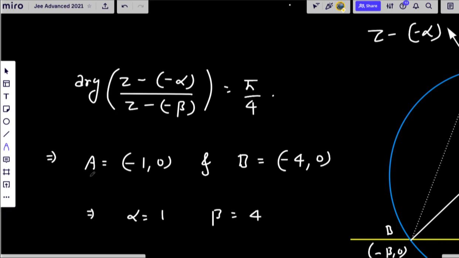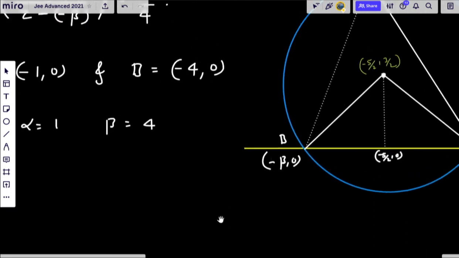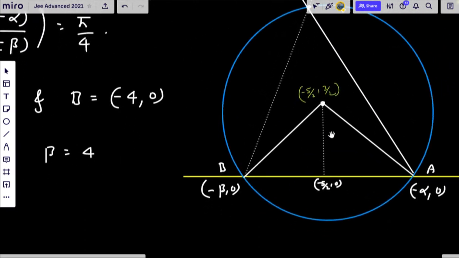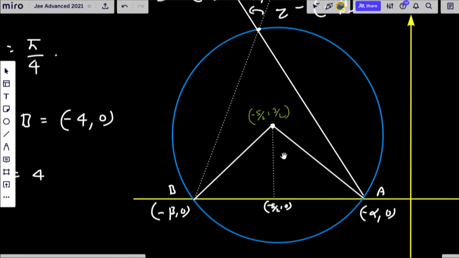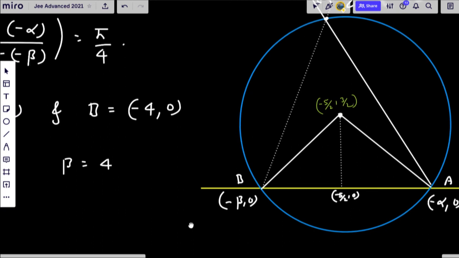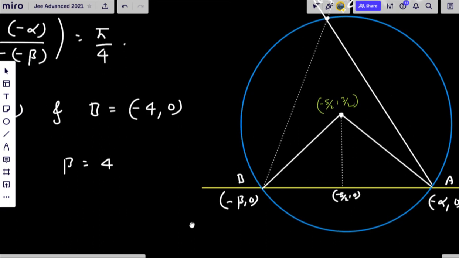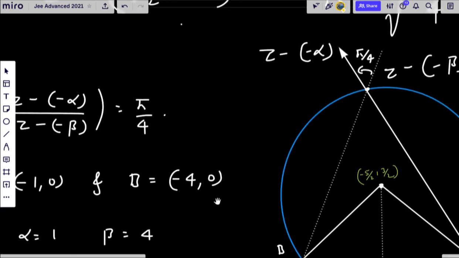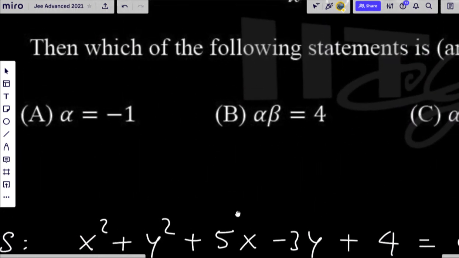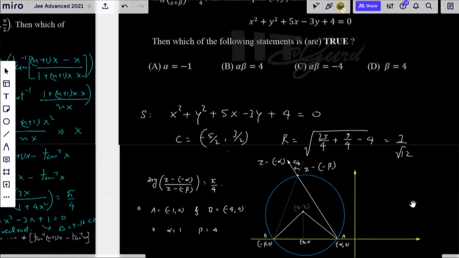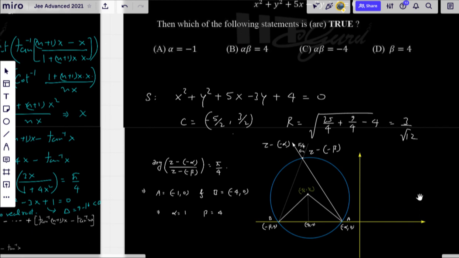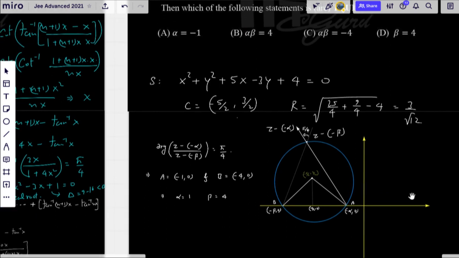How does this come? It's very easy. This point is minus 5 by 2, so this length will be minus 5 by 2 comma 0 from the origin. So we should think about A and B, that is minus 1 comma 0. You can see that alpha and beta will become 1 and 4. So 1 and 4 are the only possible values because of the product of alpha and beta.